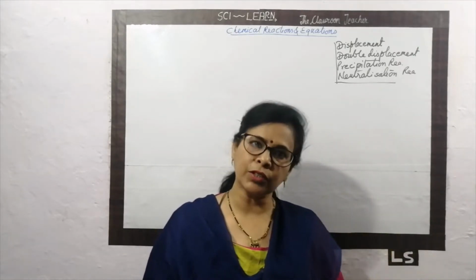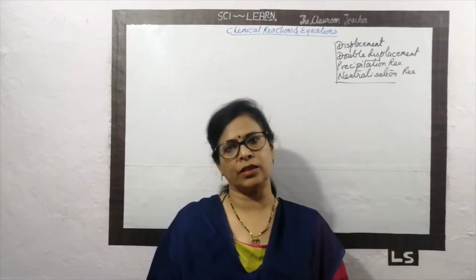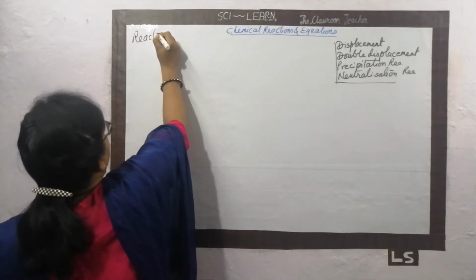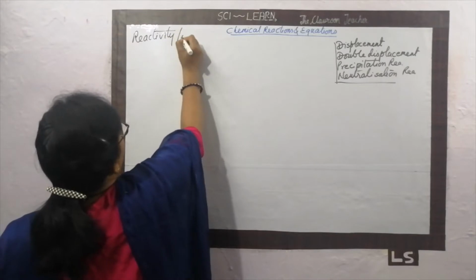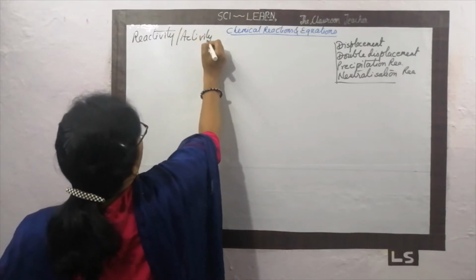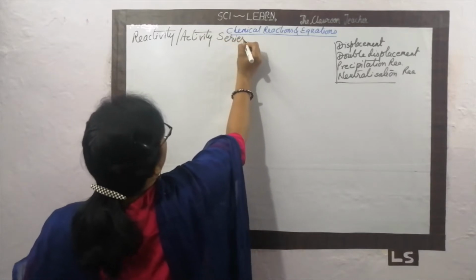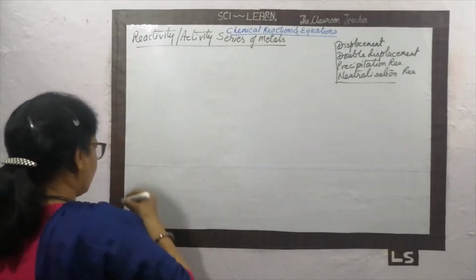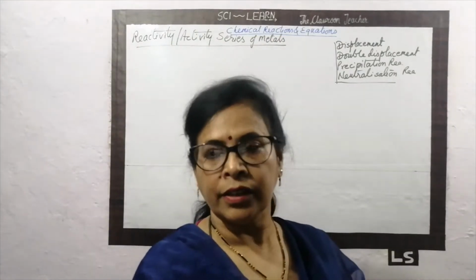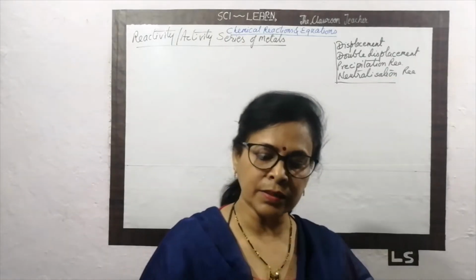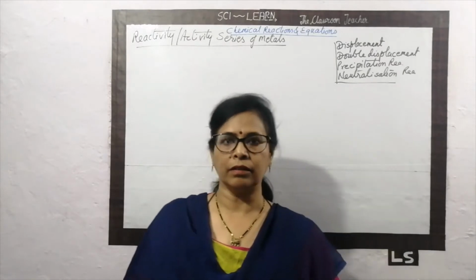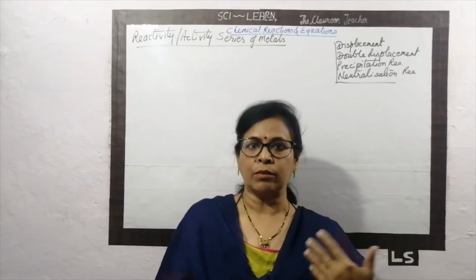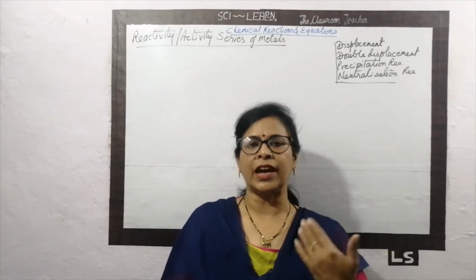Before going to this type of reaction, I want to explain to you the activity series of metals or reactivity series of metals. What is the meaning of reactivity or activity? It means the reactive ratio of the metal: which metal reacts more vigorously, more fast, and which reacts slowly?